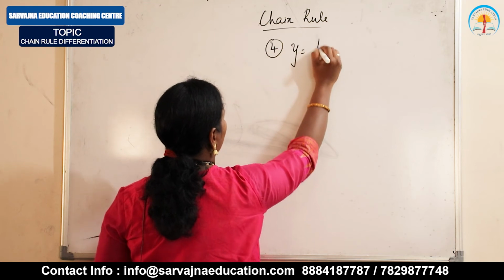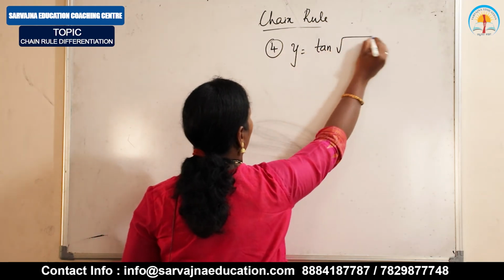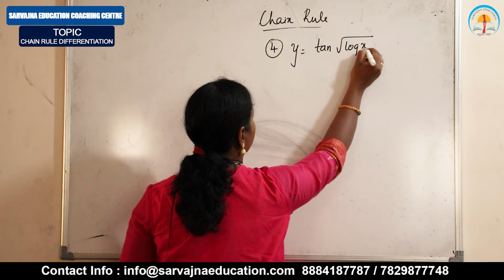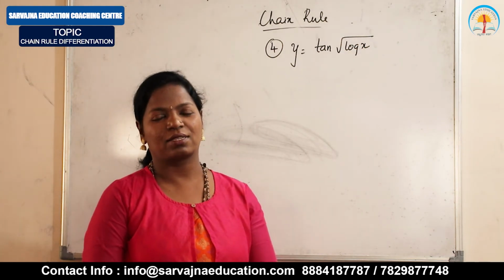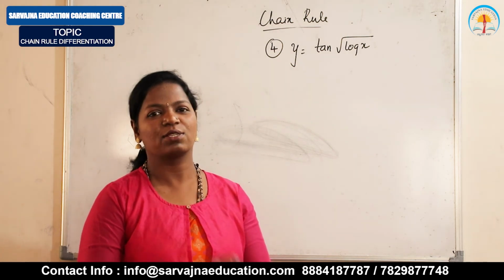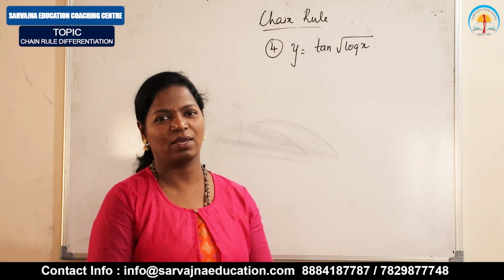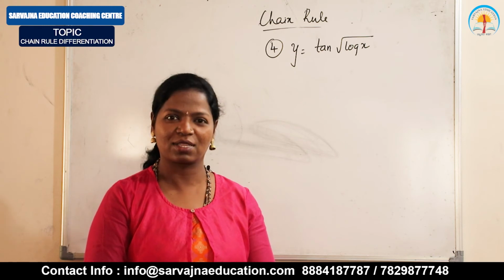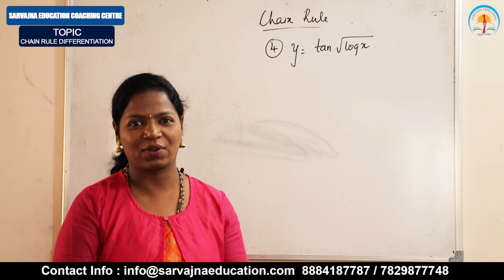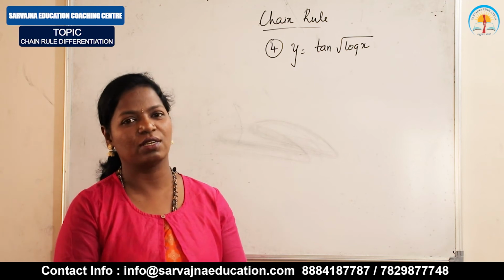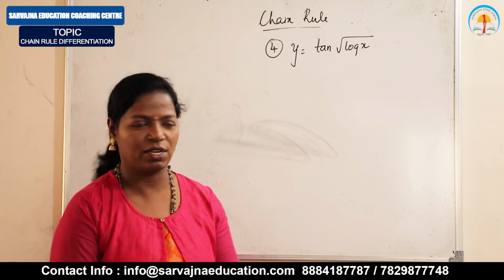y is equal to tan root log x. See here, it looks like tan x, but in the place of x, root log x. Okay, that root log x looks like root x, but in the place of x, log x is there. Correct, right? So there are again three functions here. How to differentiate? We'll see.